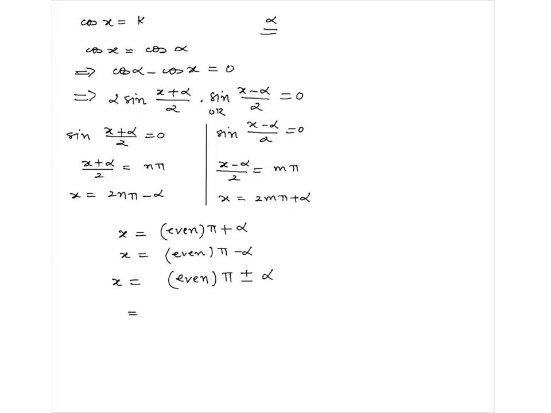So for even number you can use anything. You can use 2p, 2q, 2n, whatever you like. Let's use 2n for even number, where n is any integer. That's it. Any questions? Let me know.